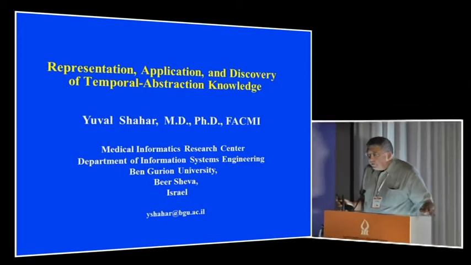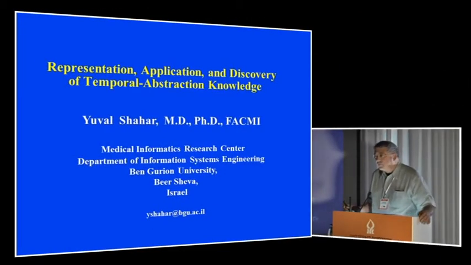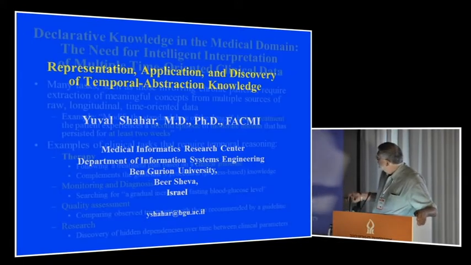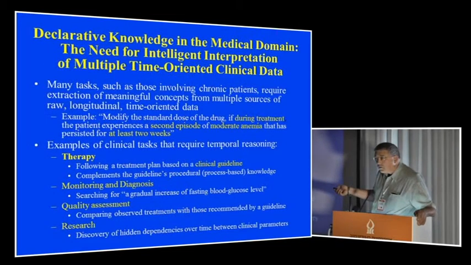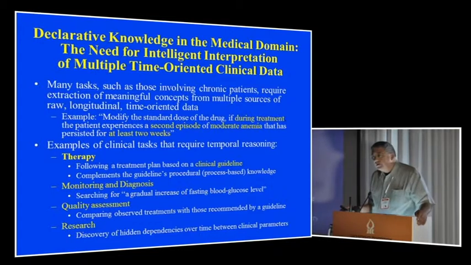There are many different tasks, especially in medicine, that require the analysis of large amounts of time-oriented data. A typical example is that clinical protocols, for example in oncology, might specify to modify the standard dose of the drug if during treatment the patient experiences a second episode of moderate anemia that has persisted for at least 2 weeks. So immediately we have a question: what exactly is moderate anemia? It's a concept that is different whether we are talking about a female or a male or a one-month-old baby. The definitions are quite different.